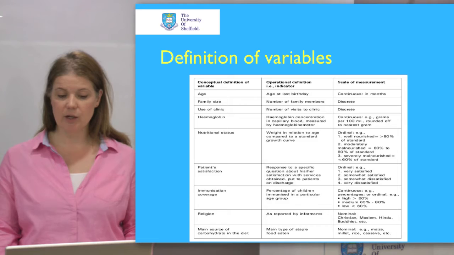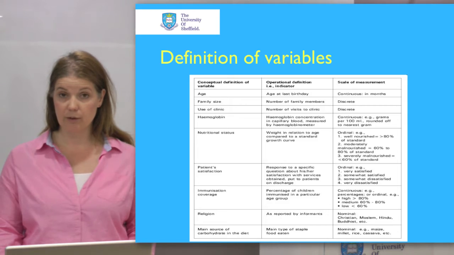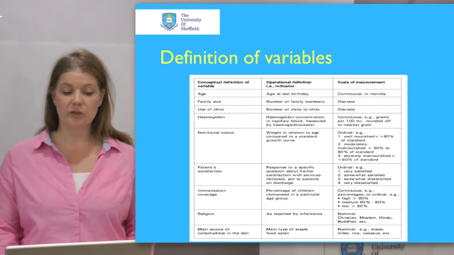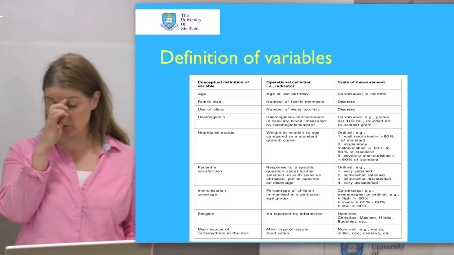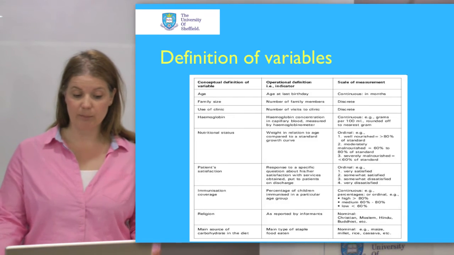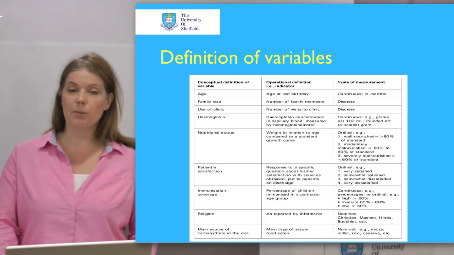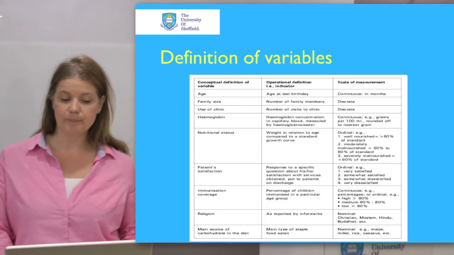This is just an example of the definition of variables that we sometimes use when we're doing different types of work with oral health quality of life. So, for example, you see on the left there the variables that we might include, so age, family size, different types of nutritional status, patient satisfaction, etc. Then we talk about how we operationalise each of those variables. And then we talk about the scale of measurement.